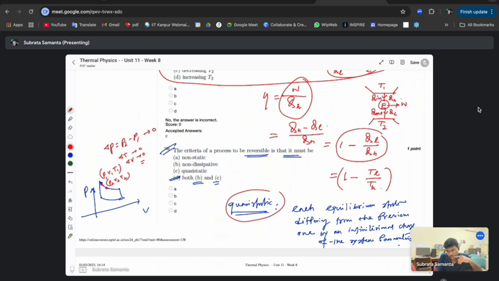So in this way, both isothermal expansion and compression are reversible. The process is reversible and non-dissipative as well. So option D is correct.